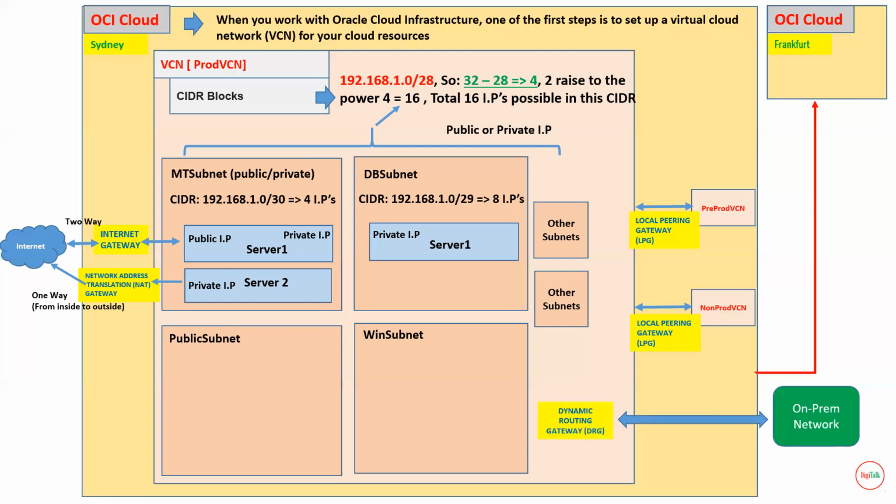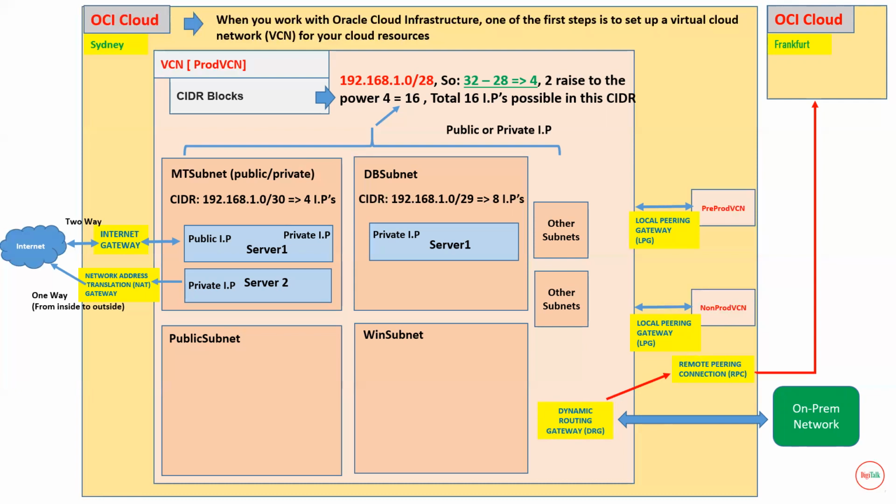And at last, suppose you want connectivity with another region. For example, you have another region in Frankfurt, and you have OCI resources in Sydney, and you want connectivity between different regions. For that, you need a remote peering connection with the different region, but that remote peering connection will go through the DRG.